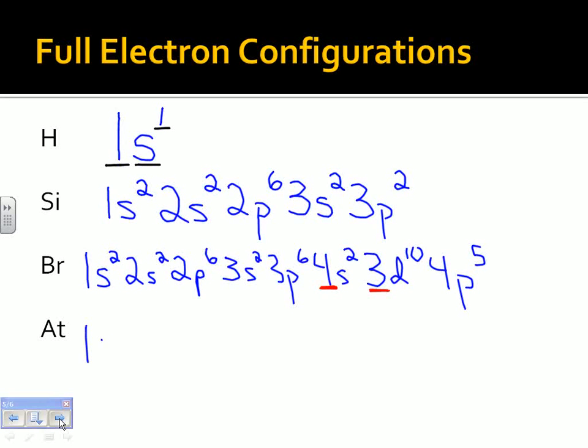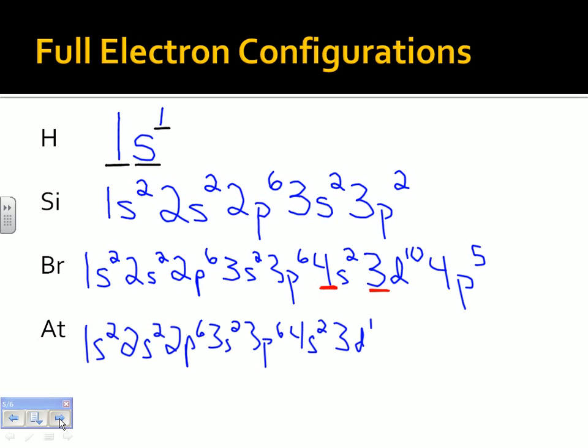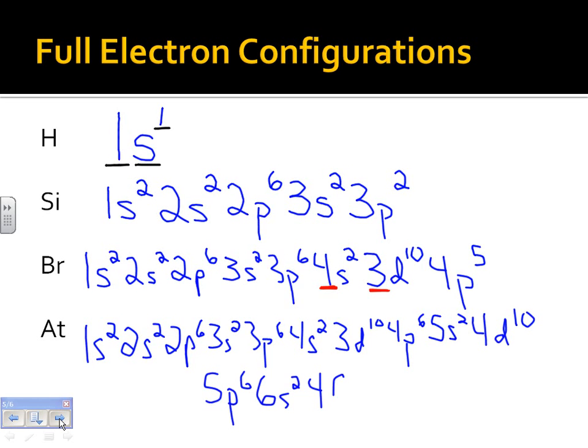Welcome back. You should have an electron configuration that looks something like this: 1s2, 2s2, 2p6, 3s2, 3p6, 4s2, 3d10, 4p6, 5s2, 4d10, 5p6, 6s2, 4f14, 5d10, and 6p5. That should be the electron configuration that you have written for element number 85.